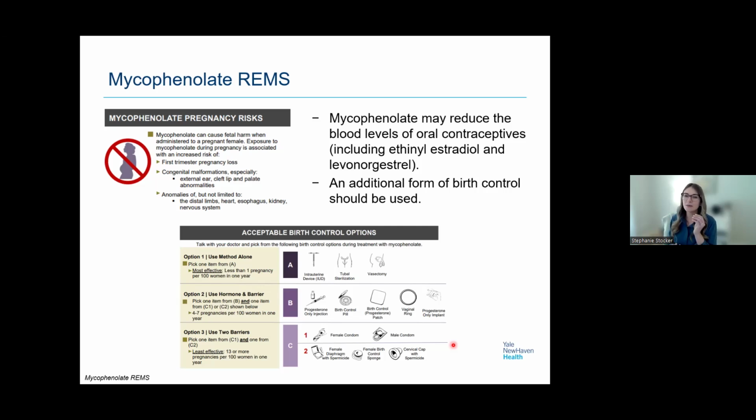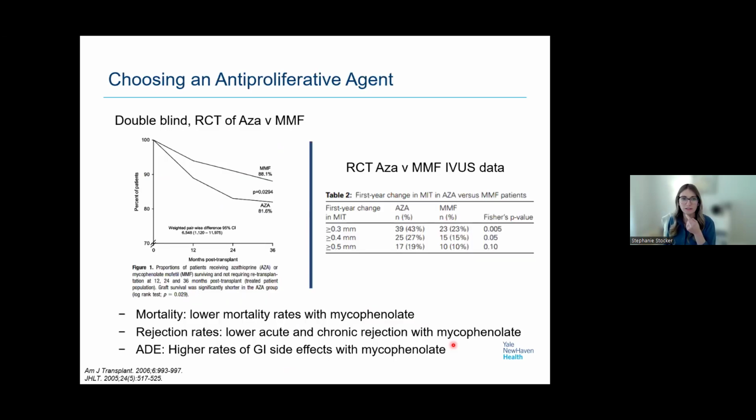So any patients that are young of childbearing age need to be on some form of contraception. And what is even more challenging is mycophenolate may reduce blood levels of some of the oral contraceptives. And so if patients are taking oral contraceptive pills, they likely need to be on an additional form of birth control. And so the REMS program is great. There's lots of patient information out there, but just knowing that this is a really important factor for any of our young women who are receiving mycophenolate.